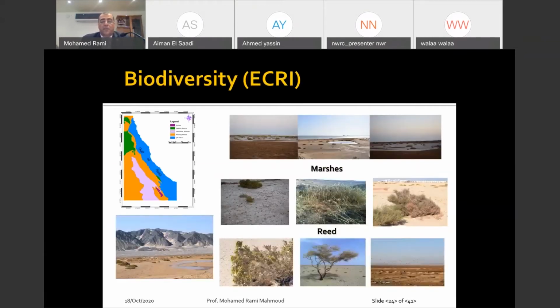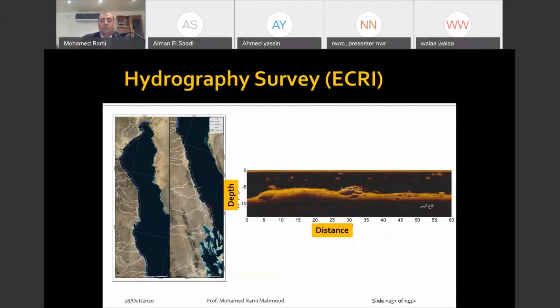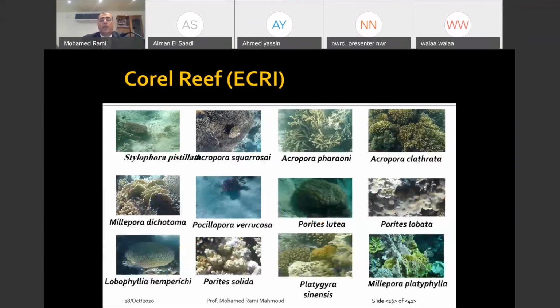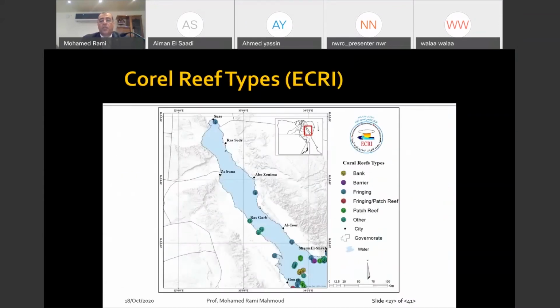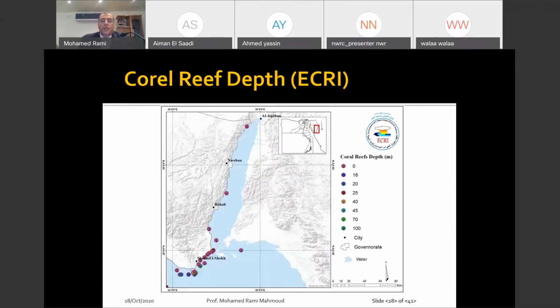Also, biodiversity has been considered for all the zones, collected by ECRI. The hydrography has been made for different places to check if the coral reef is there, and how much the depth and the type. The types have been collected from all the five areas. The type and the depths for each type and zone have been collected and maps have been generated.